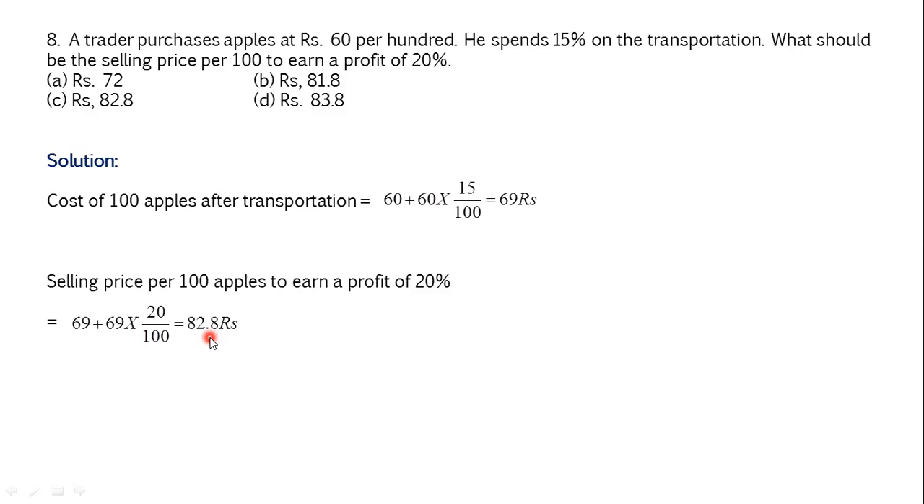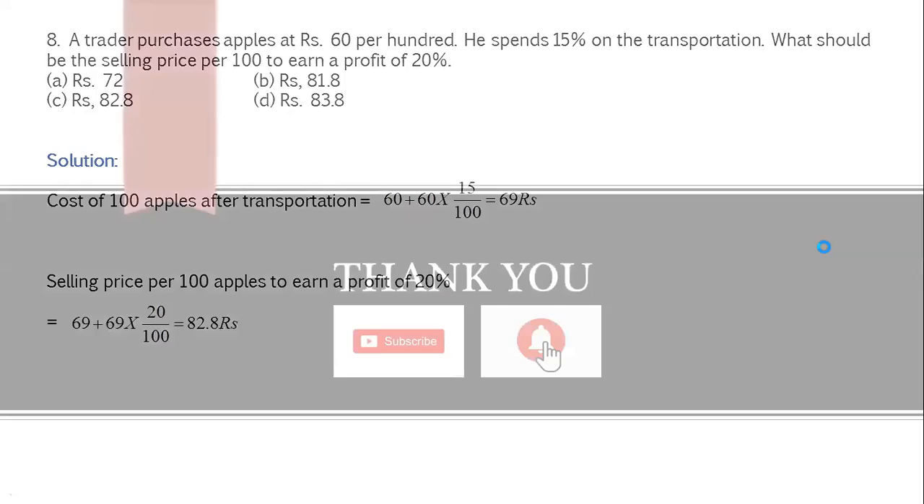Okay, so hope this problem is clear to you. See, the cost of 100 apples after transportation we are calculating. That is rupees 69. Right? So rupees 69 is the total cost price for 100 apples. Now, if you want to earn a profit of 20%, then what will be the selling price? He should sell at rupees 82. Then and only then he will get a profit of 20%. Okay. So hope this problem is clear to you.